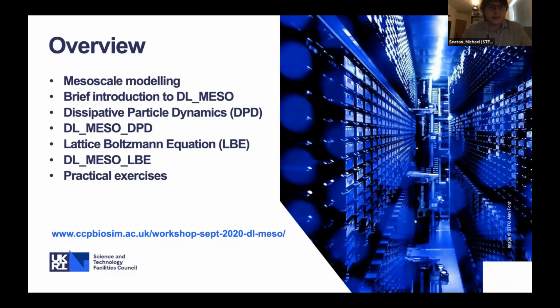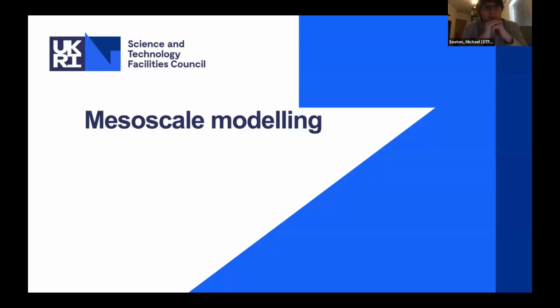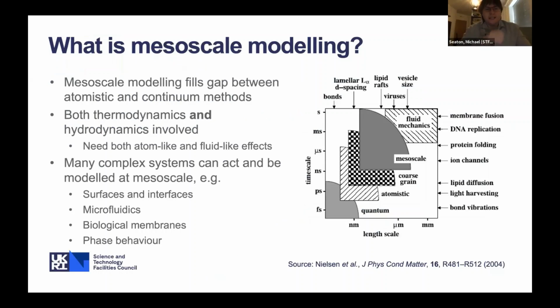So let's start with looking into what mesoscale modeling actually is. It's essentially that we're talking about forms of modeling of various kinds of materials and processes that operate at scales between those used in atomistic modeling approaches, so things like classical molecular dynamics, and continuum methods, so methods like computational fluid dynamics.